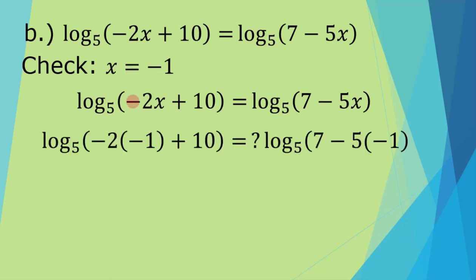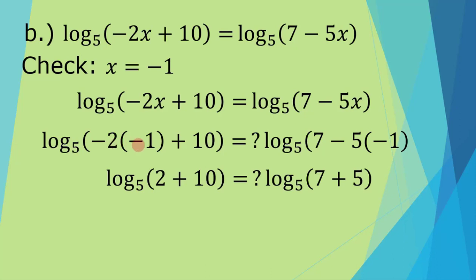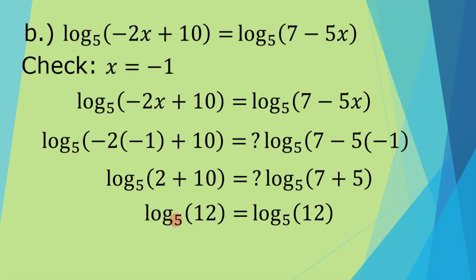So plugging in the value, we have the original expression, then substitute x equals negative 1. Because we have to simplify, negative 2 times negative 1 gives positive 2 plus 10. So we have log of 12 to the base 5. Is it equal to the expression here, log of 7 minus 5 times negative 1? Negative 5 times negative 1 is positive 5. So 7 plus 5 is 12. So we have log of 12 to the base 5 is equal to itself.